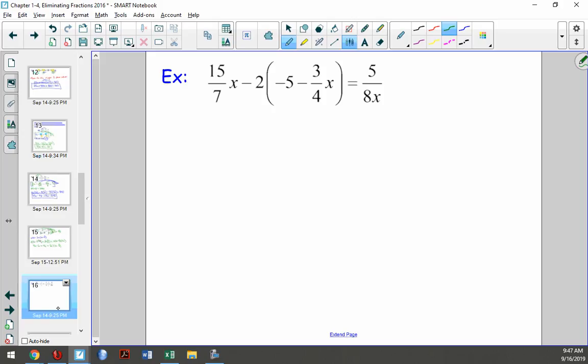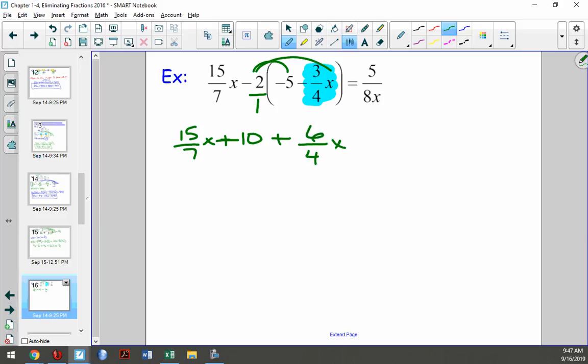Okay, this one right here. It's going to be finding the fractions. I have a fraction on the inside, so since I have a fraction on the inside, I have to multiply. So 15 over 7x minus negative 2 times negative 5 is going to be a plus 10. And negative times a negative is a positive. Put this 2 over 1. 2 times 3 is 6. 1 times 4 is 4x equals 5 over 8x.